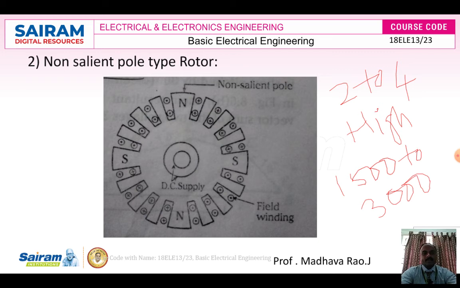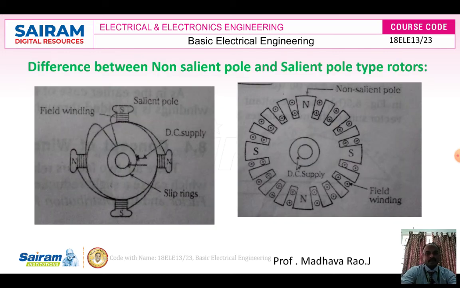Next, coming to the comparison or differences between non-salient and salient pole type rotors. The first figure shows the salient pole type and the second figure shows the non-salient pole type rotor. Generally if they ask in examination, write the differences between non-salient and salient pole type rotor, you have to draw these two diagrams and explain about the rotors.